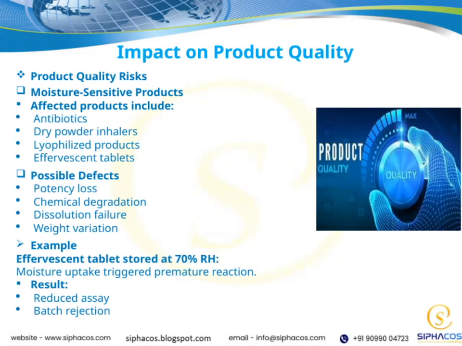Let's talk about how moisture can impact product quality, especially for sensitive products like antibiotics, dry powder inhalers, lyophilized formulations, and effervescent tablets. These products risk serious defects, including potency loss, chemical breakdown, failure to dissolve properly, and inconsistent weight. For example, an effervescent tablet stored at 70% relative humidity absorbed moisture too soon. This triggered an early reaction, lowering its active ingredient level and ultimately causing the entire batch to be rejected. Moisture control isn't just important, it's critical.